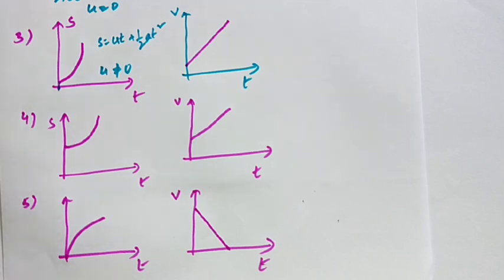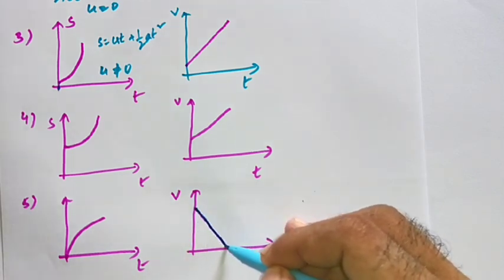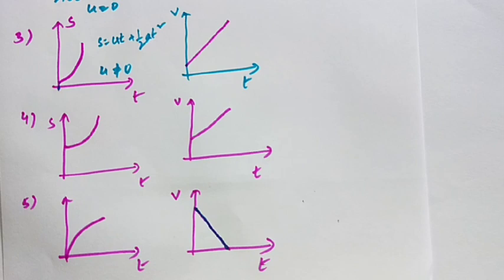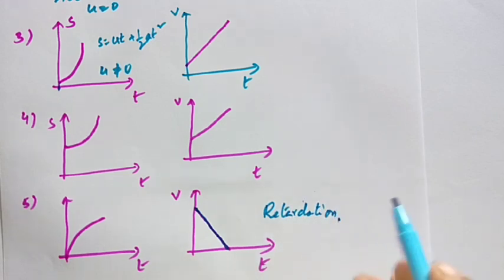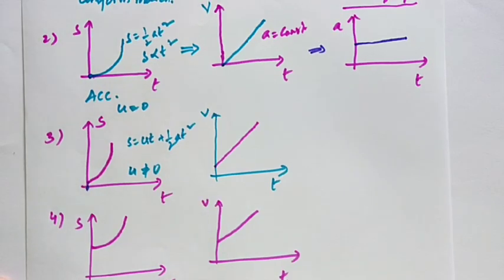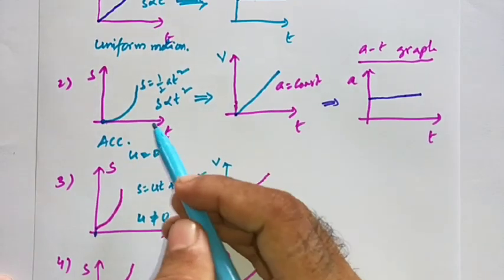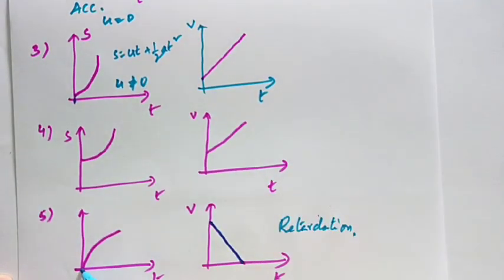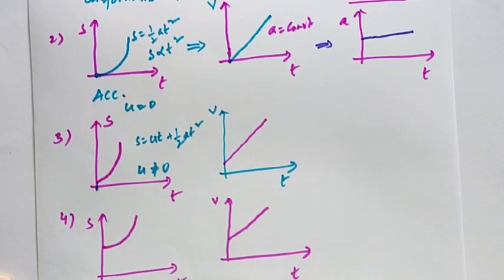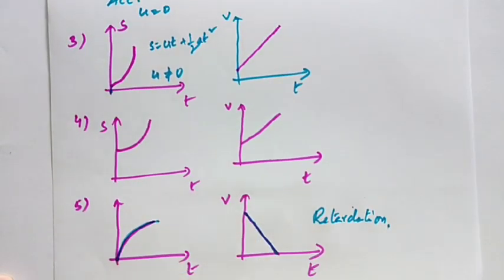So the graph is this, the velocity is decreasing. So here acceleration is negative, that means it is a retardation. The motion is retardation. See the difference between acceleration and retardation. So this is accelerated motion if the graph is an upward curved graph. Okay, if the graph is downward, this is retardation. Clear? Yeah.